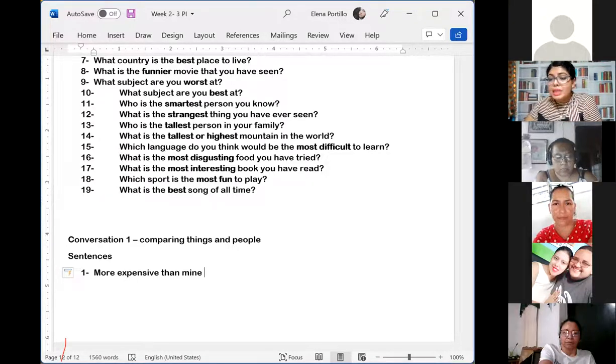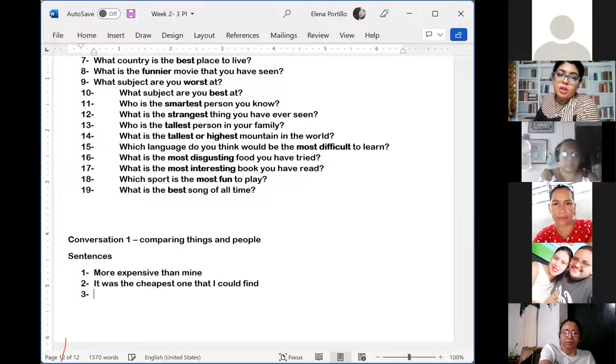My watch was really cheap. Actually, it was the cheapest. Another one. It was the cheapest one that I could find. So we have two sentences. In the first one is the comparative, more expensive than mine. And in the second one, it's the cheapest. It is superlative. So we are going to see if we can find another one.